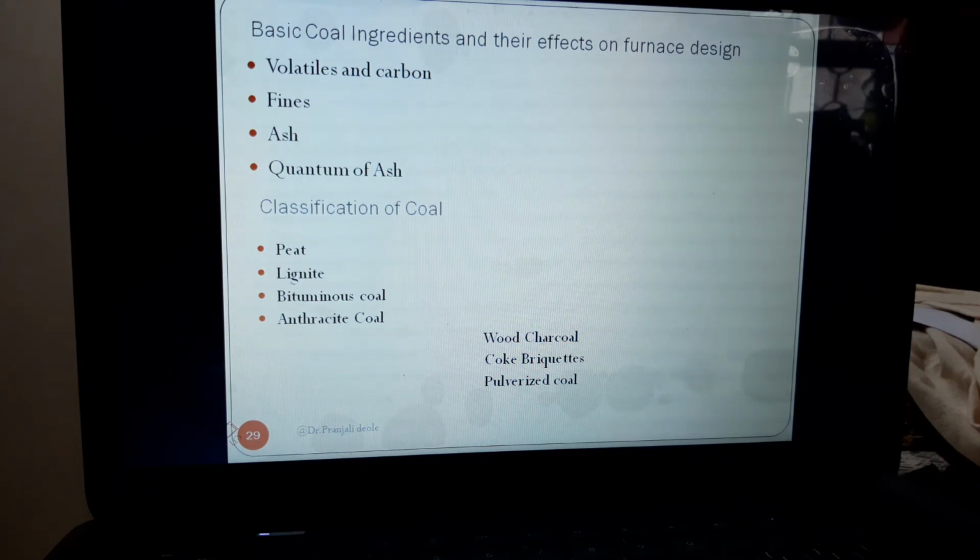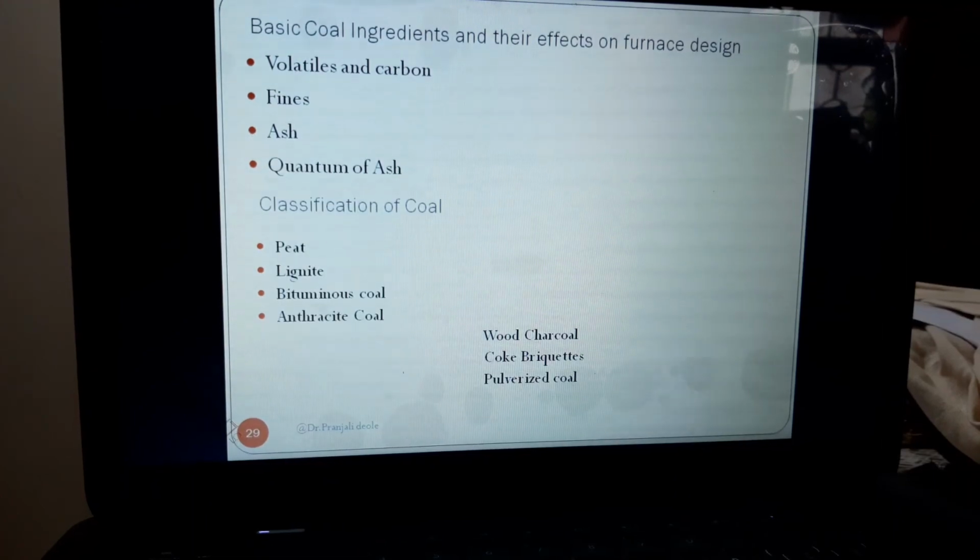power plant. Apart from these classifications, a few more classifications are also given. That is wood charcoal, coke, briquette, and pulverized coal. Okay, I have written coke and briquette as the same thing, but it is different. Okay, please make this correction.